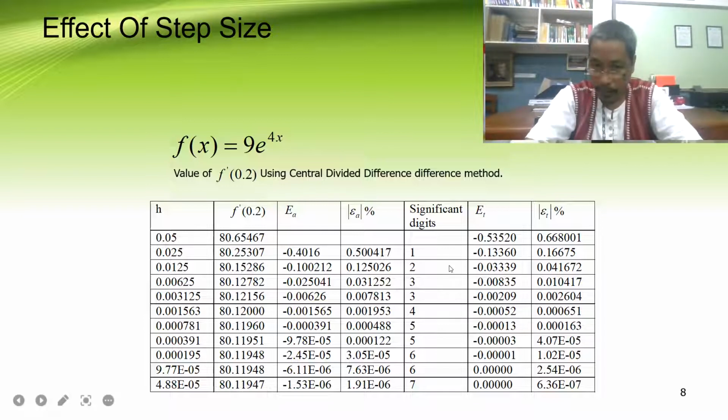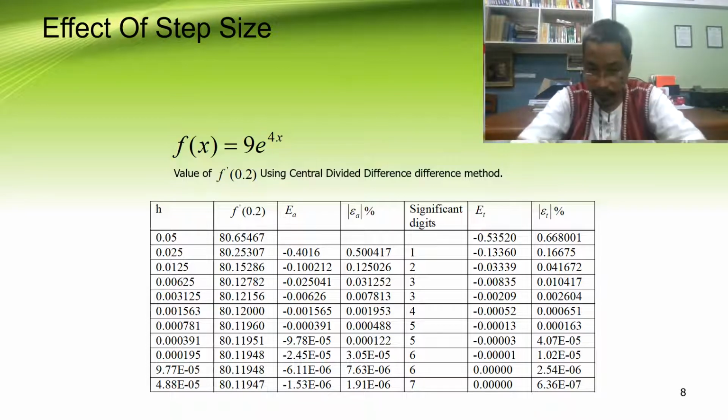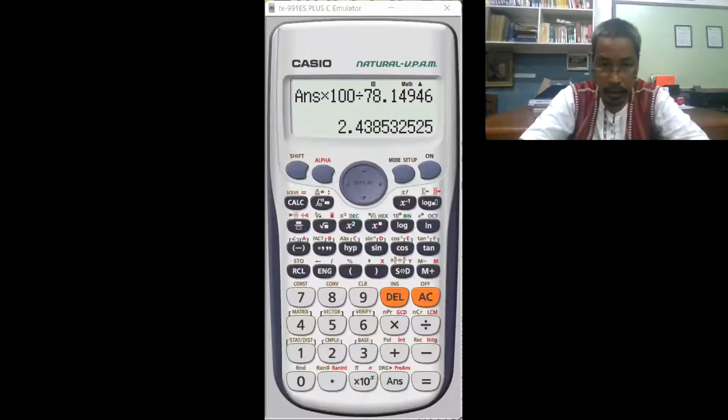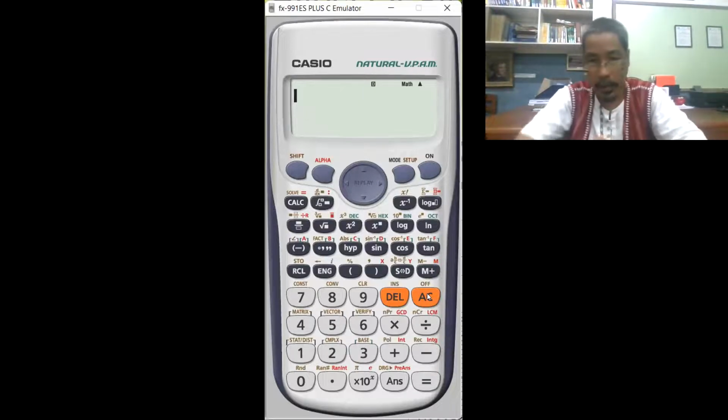I will solve for the significant digits to show you how. Let us screenshot this table and prepare ball pen, paper, and calculator. Let us proceed. We have the calculator right now.